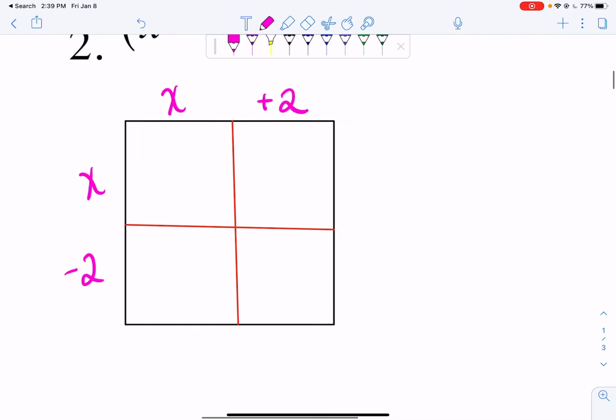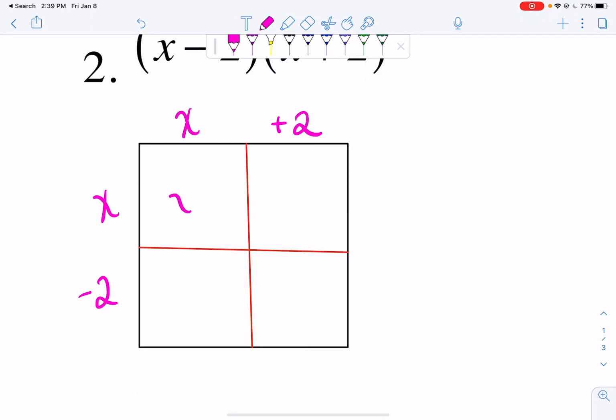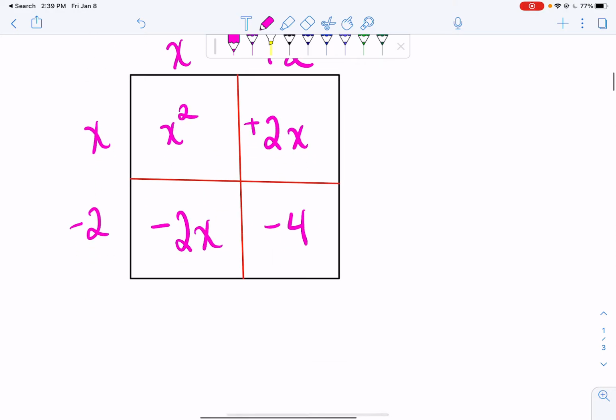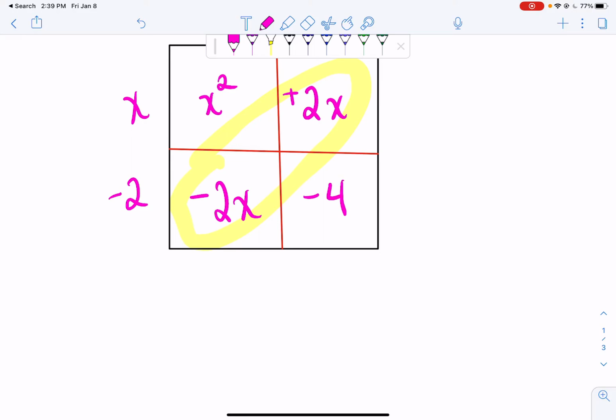And now I say to myself, what's x times x? It's x squared. x times 2 is 2x. If you want, you can put the positive. Negative 2 times x is negative 2x. And negative 2 times 2 is negative 4. Highlight that diagonal. Boom, they cancel each other out again. Negative 2x plus 2x is 0. So when I multiply x minus 2 by x plus 2, I get x squared minus 4 as my final answer.